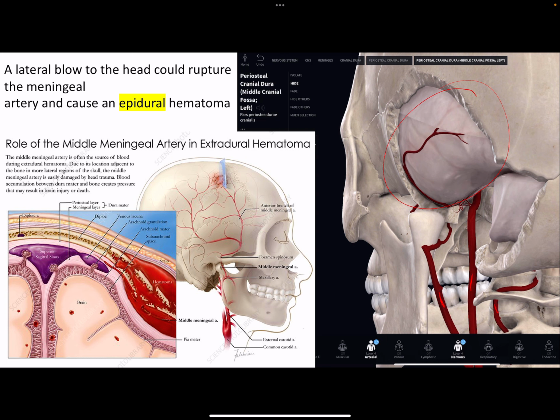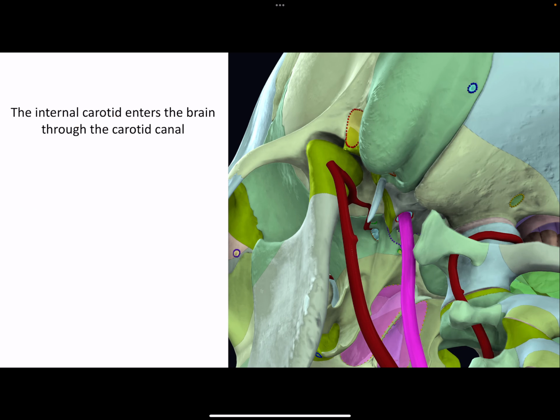Right under that is the meningeal dural layer, and that is where we have our middle meningeal artery. So if you have this rupture, it is still technically outside the dural layer, hence epidural. It's outside the meningeal dural layer, which is the important one.